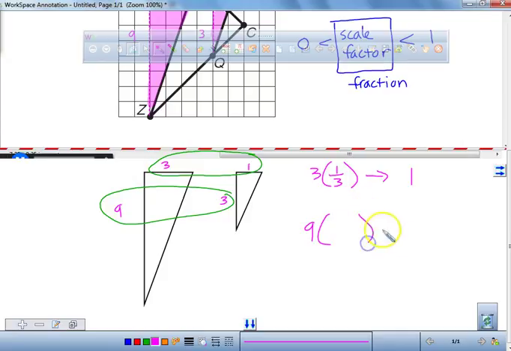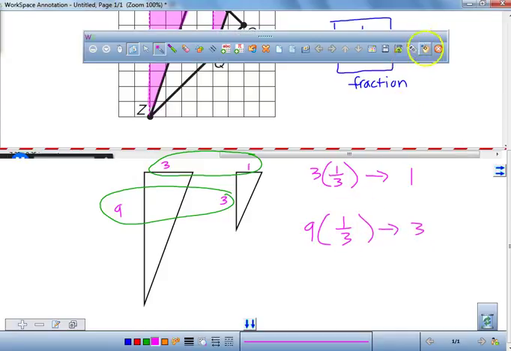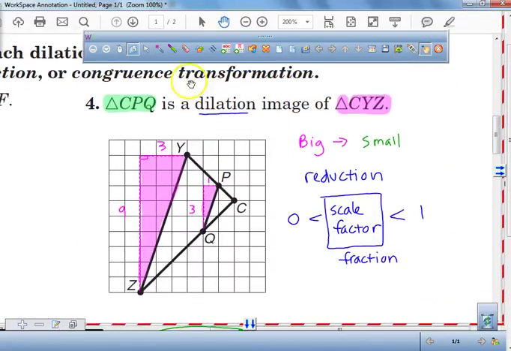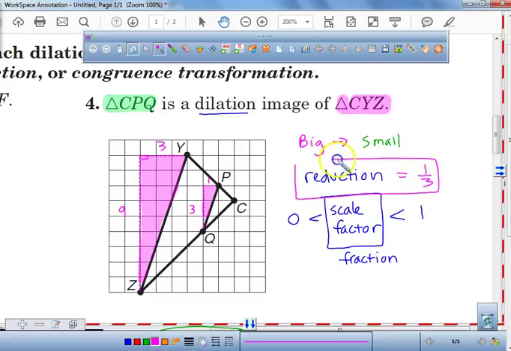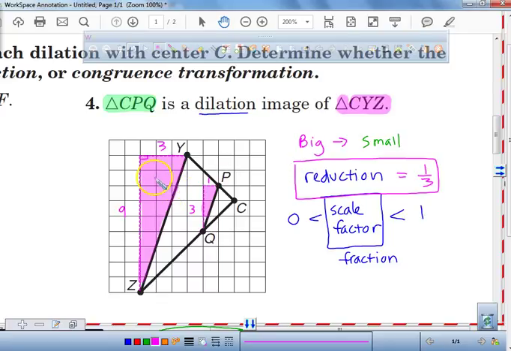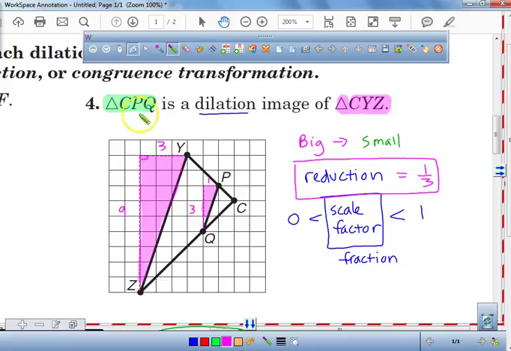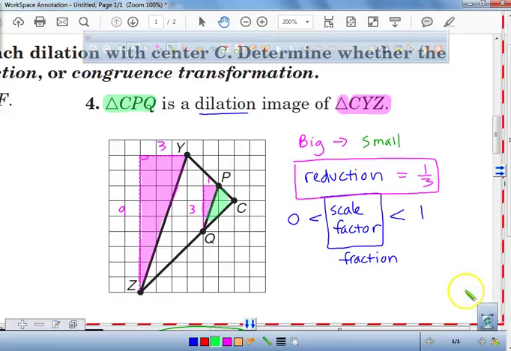9 times what number gets me to a 3? 9 times 1/3. So right here, what is our scale factor? 1/3. So we have a reduction, and the reduction is equal to the scale factor of 1/3, because we went from big to small. Because at the very beginning of the problem it says triangle CPQ is a dilation of this triangle, which means this tiny little guy is shrunken down by a scale factor of 1/3. And that's what your job was on.